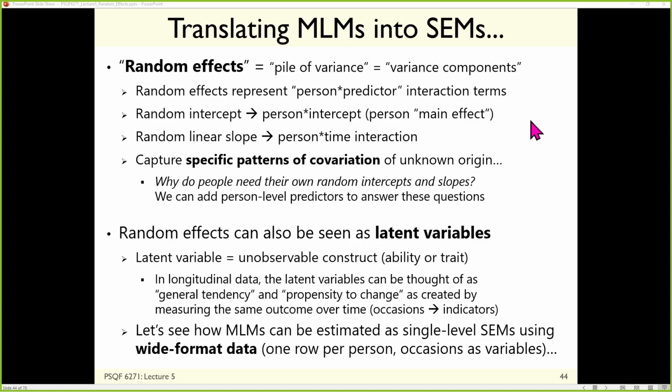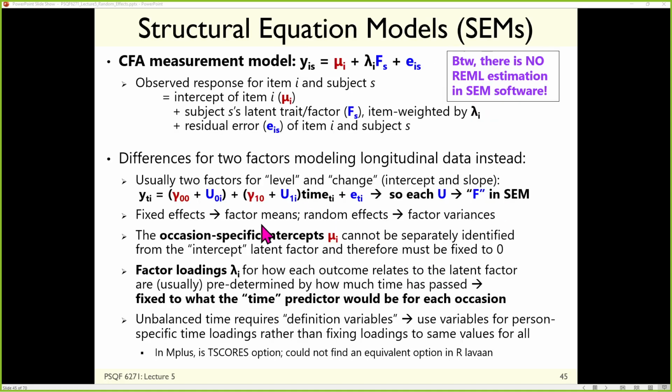So these ideas mean that we would set up as many latent variables in our structural equation model as we have random effects. The means of the latent variables are the fixed effects. The variances of the latent variables are the random effect variances. And the variances of the occasion-specific residual boxes are the residual variances. So here's the connection then. Each U becomes an F in structural equation modeling notation.